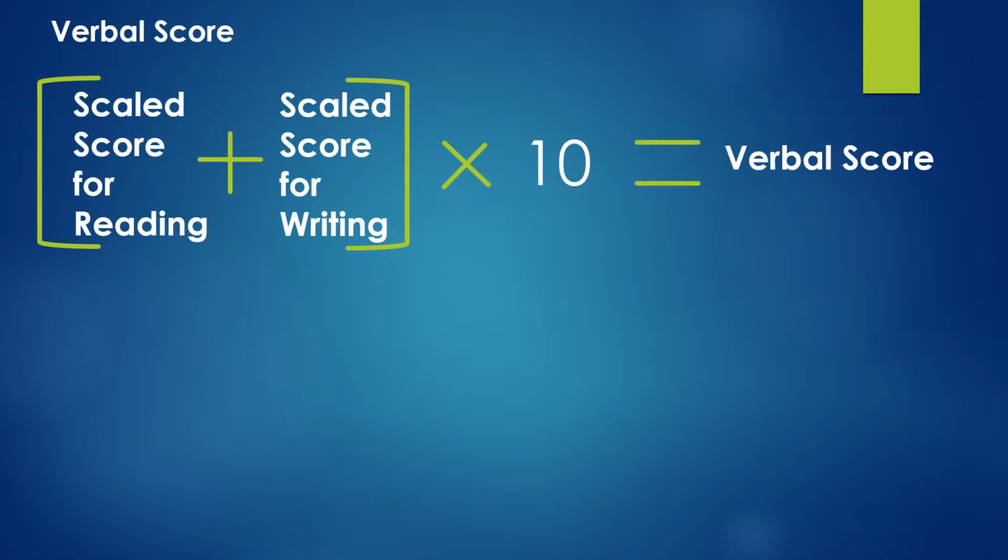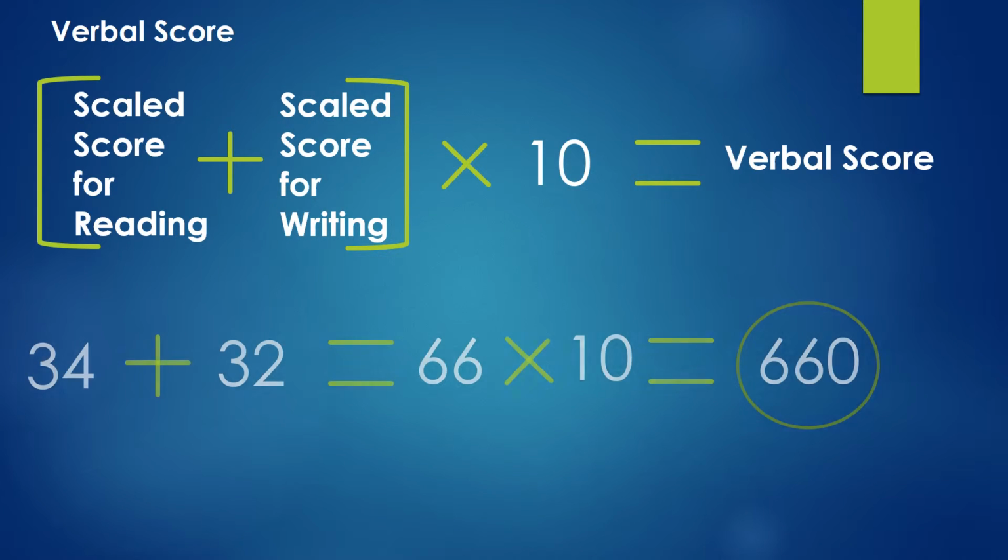Now that we have the reading scaled score, we will repeat the same process for section 2, the writing section. Once we have the scaled writing score, we can add that number to the scaled reading score and then multiply that number by 10. So in our example, our student had a scaled reading score of 34, and let's say they had a scaled writing score of 32. We would add these together to get 66 and then multiply 66 by 10. That means our student has a verbal total score of 660, which is pretty good.